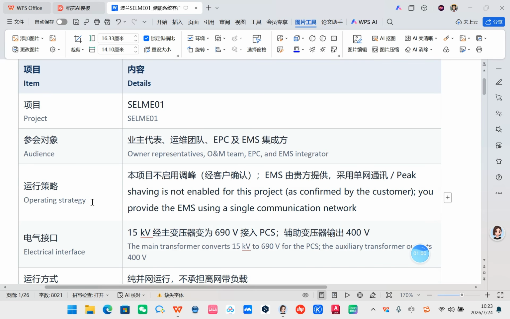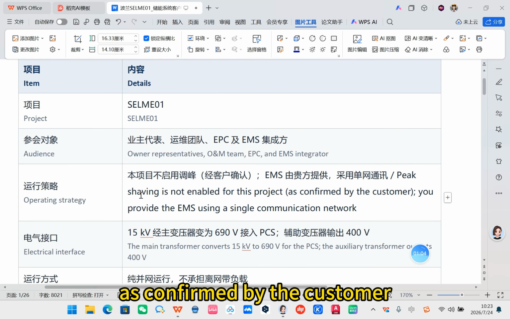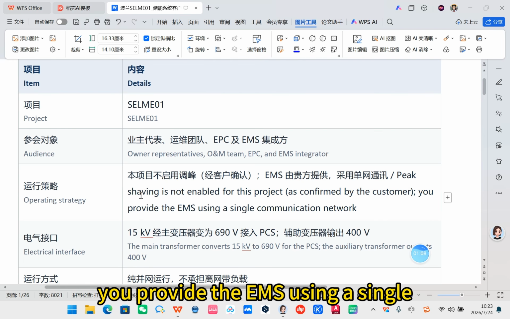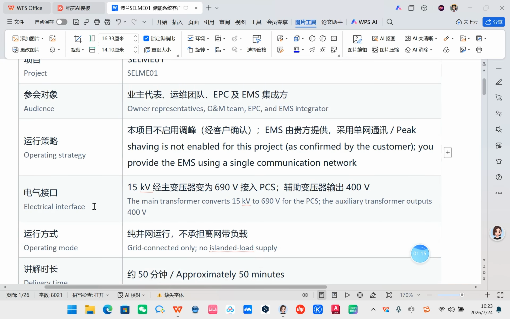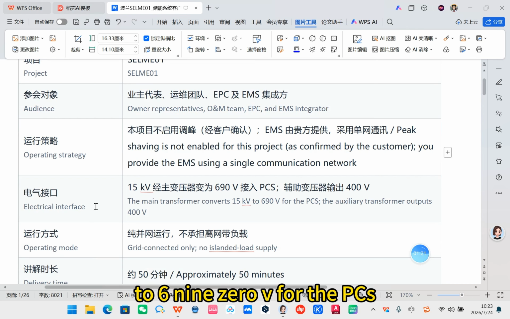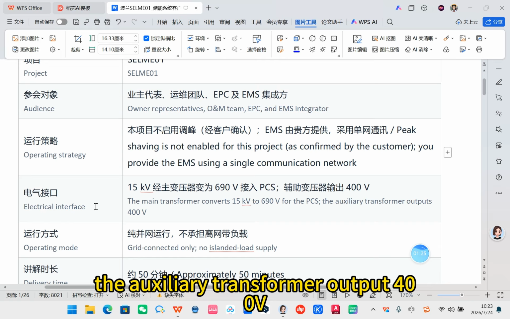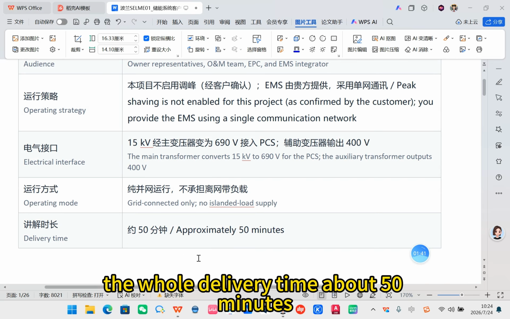Operating strategy: peak shaving is not enabled for this project, as confirmed by the customer. You provide the EMS using a single communication network. About the electrical interface, the main transformer converts 15 kV to 690V for the PCS. The auxiliary transformer outputs 400V. The operating mode is grid connected only, not islanded load supply. The whole delivery time is about 50 minutes.